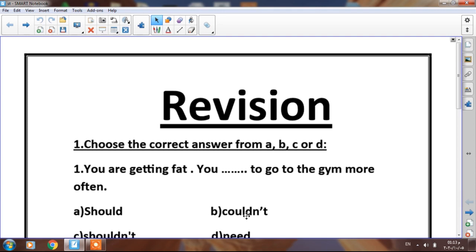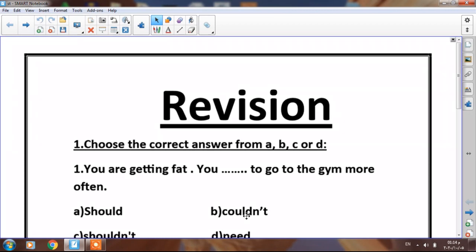Hello everybody. Okay, today inshallah we are going to revise some previous grammatical rules. First of all, we will start with some modal verbs, like for example must, have to, has to, need to. Okay, let's see number one.